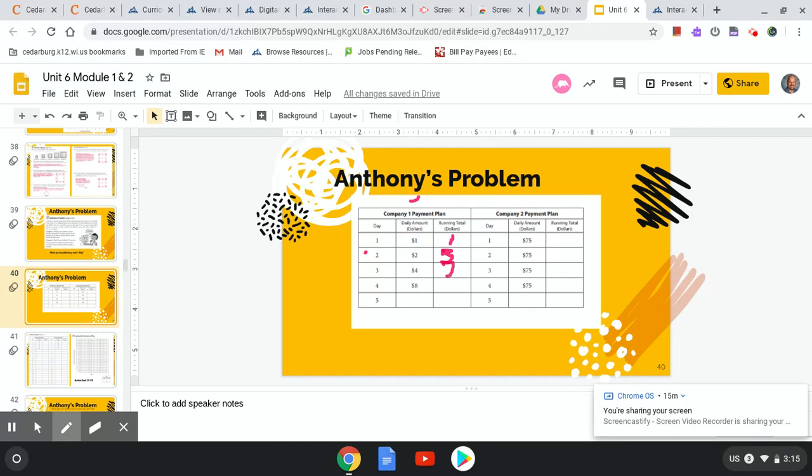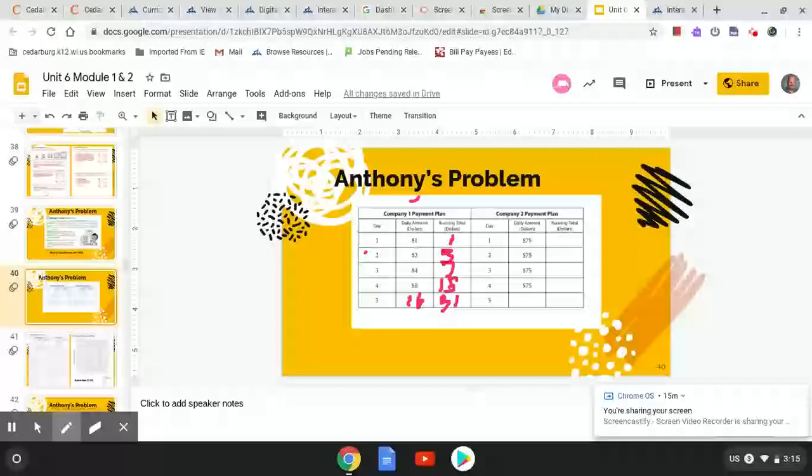And then after day 4, I have $8. So now I'm going to move that up to $15, right? And then day 5, I then double it to 16. And now I've added 16 to my 15, and now I'm up to $31.